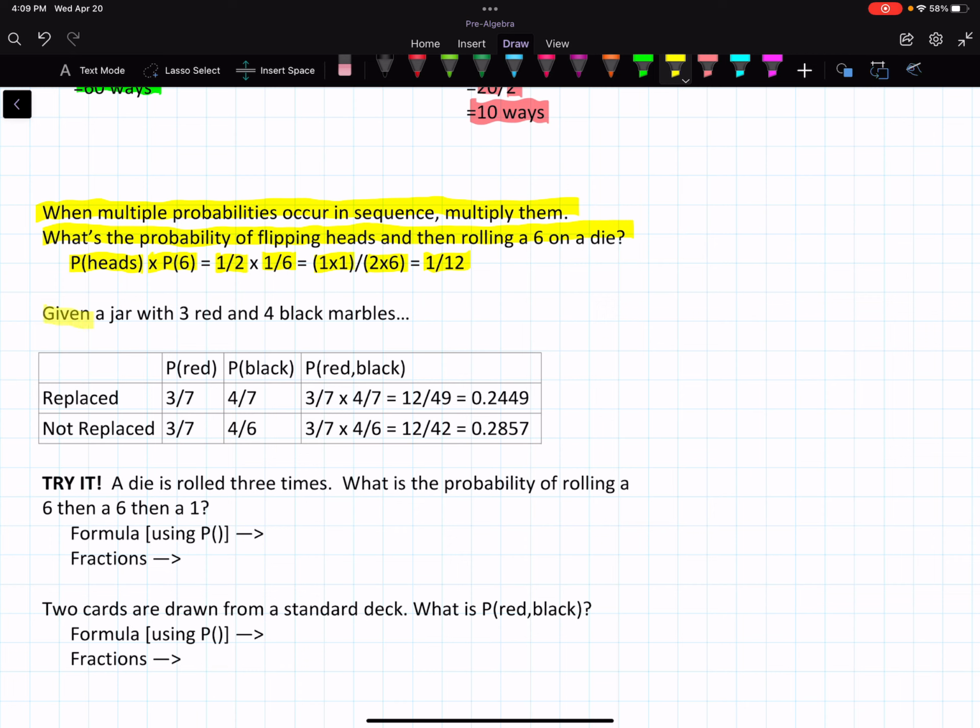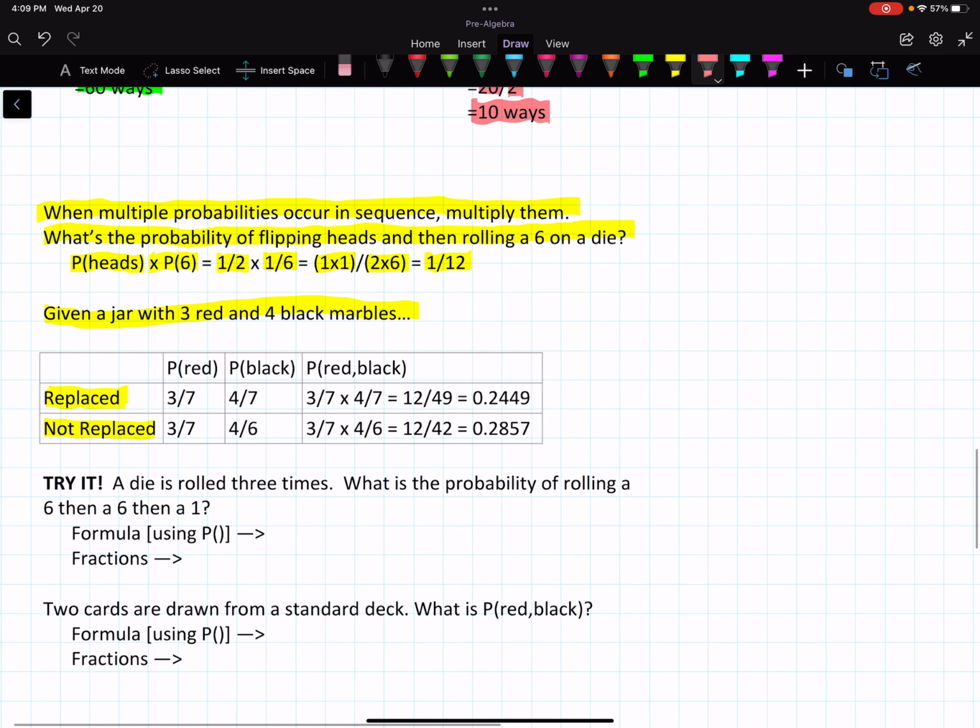So let's take a look at another example. We're given a jar with 3 red marbles and 4 black marbles. We're going to look at it 2 different ways: if I draw the first marble and replace it, or if I draw the first marble and do not replace it. Let's talk about replacing it first. My probability of drawing red is 3/7, because there's 3 red and 4 black, so there's 7 total. My probability of black is 4/7, because there's 4 black marbles.